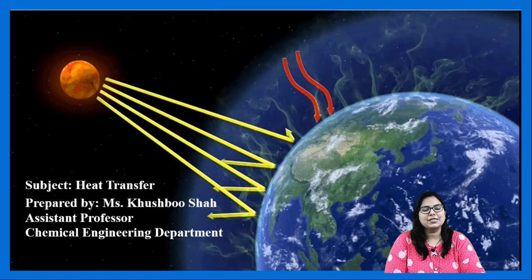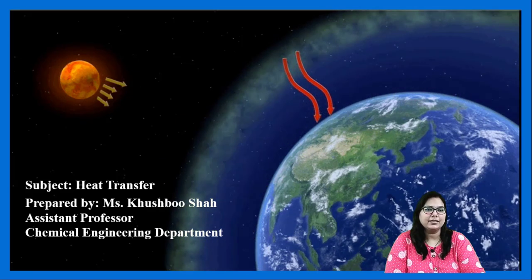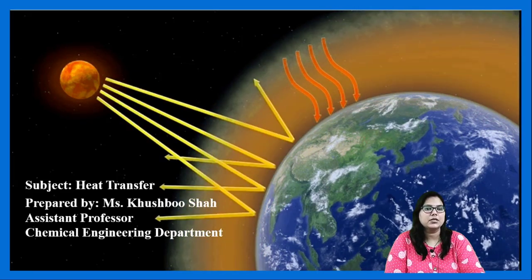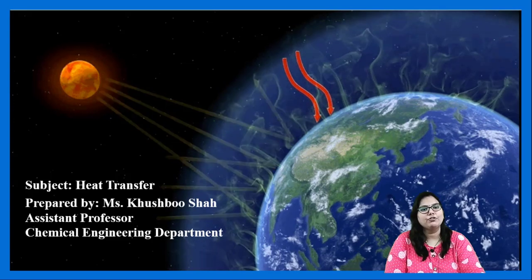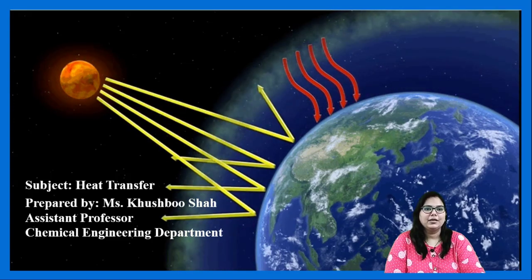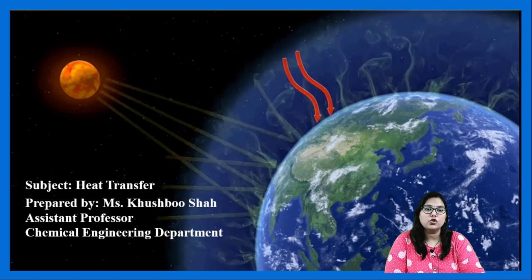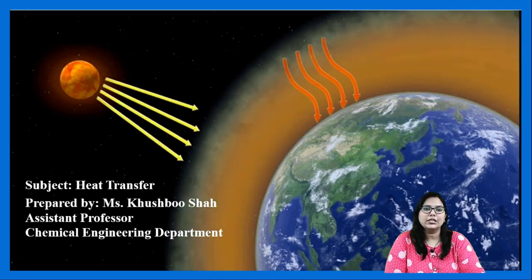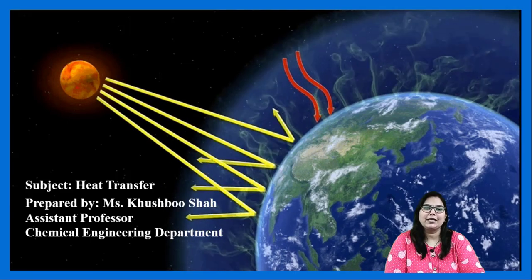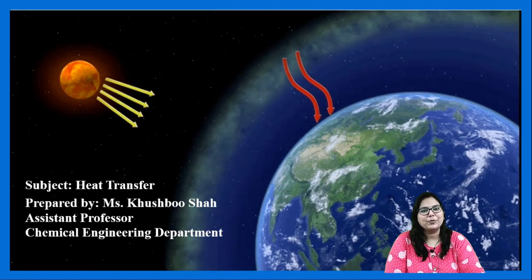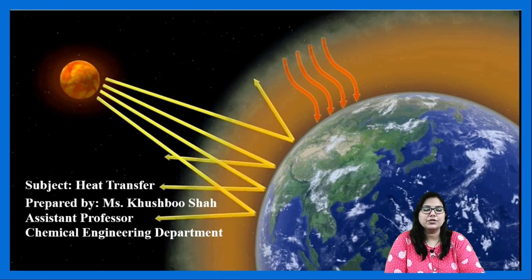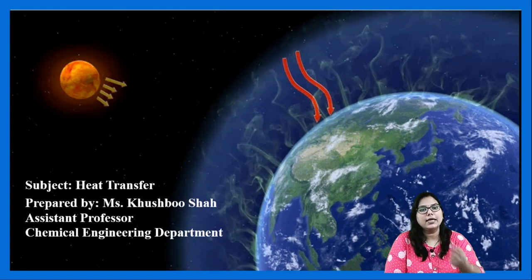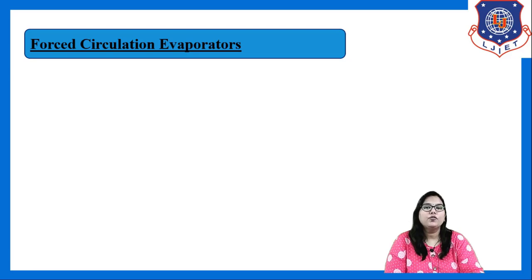In our previous session, we completed the types of evaporator which come under the natural circulation evaporator types. We saw all 4 types: open pan evaporator, horizontal tube evaporator, short tube vertical evaporator and falling film evaporator. Now in today's session we are going to see another type of evaporator, which is the forced circulation evaporator.